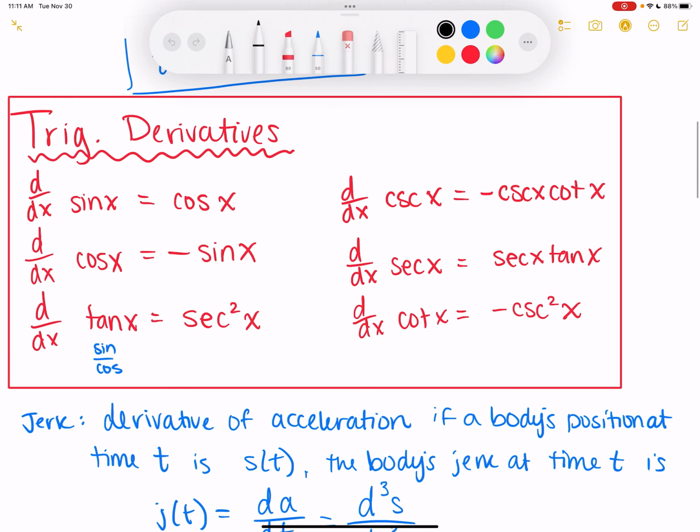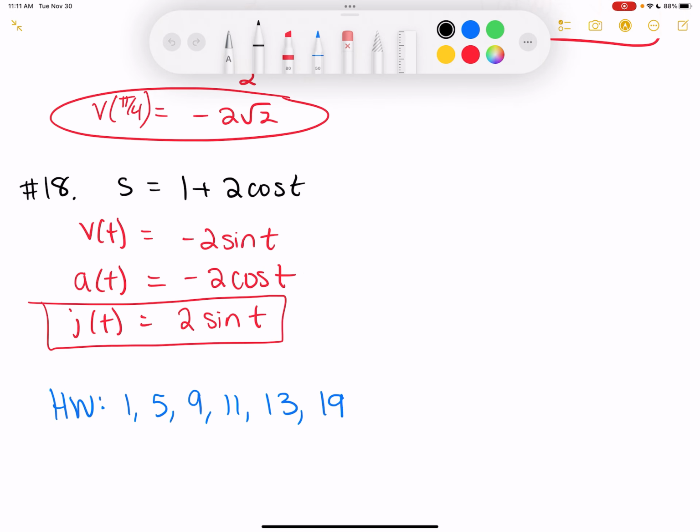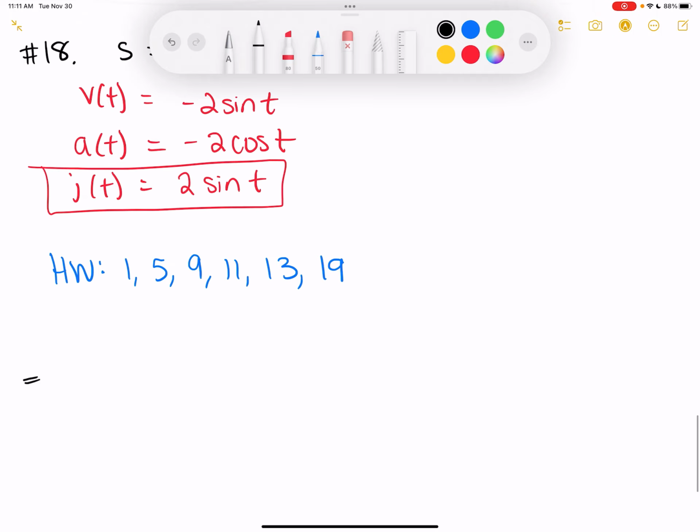So trig derivative still. So these next couple, it's find equations for the lines that are tangent and normal to the graph of y is equal to secant of x at x is equal to pi over 4. So this is number 22.